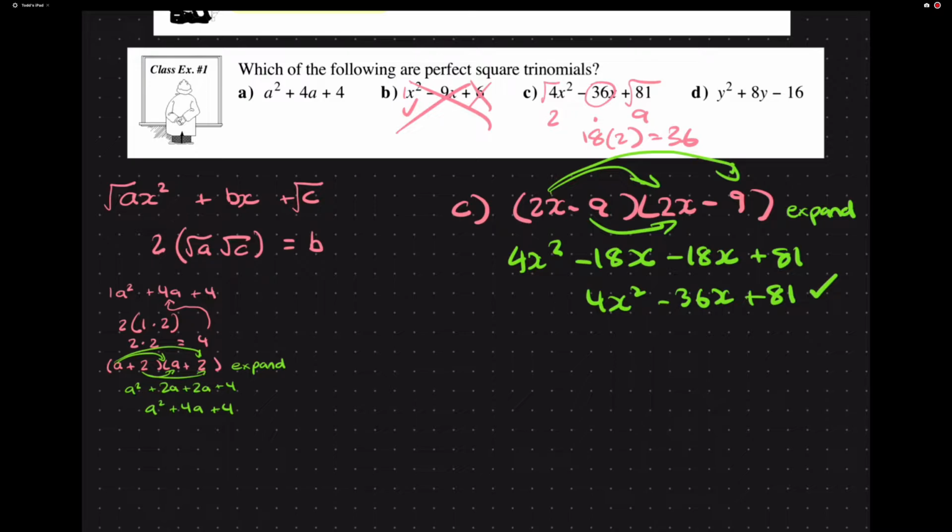Okay, now let's move on to D, and D says y squared. Remember, there is a 1 in front. The square root of 1 is 1. That's good. The last term is a 16. The square root of 16 is 4, so that's good. The only thing is that you cannot make this into a perfect square because that sign is negative. It needs to be a positive sign there. Okay, so that is not going to work.